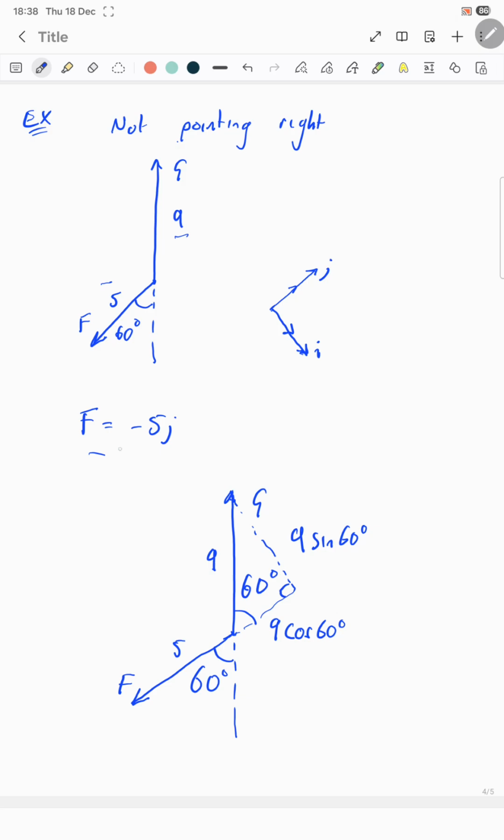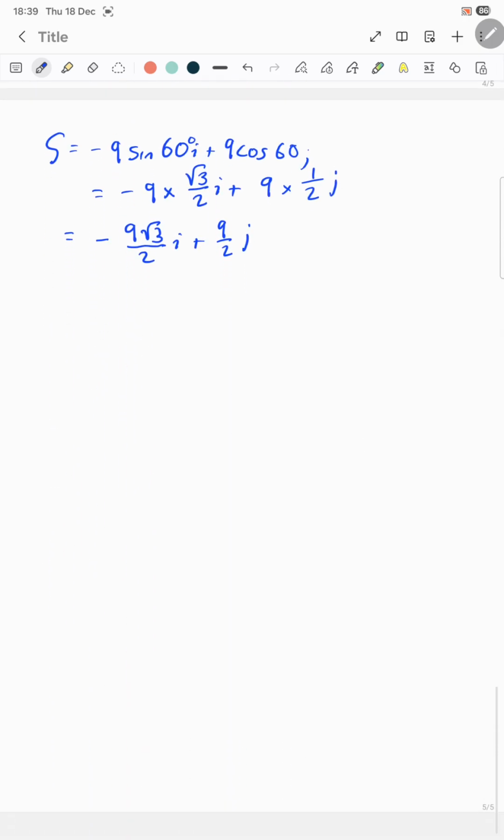So F equals negative 5J. So we can draw it here pictorially with these angles. 9 sine of 60, 9 cosine of 60, and our G is going down here at 60 degrees, and our magnitudes are here. So from this axis here, we're just drawing off these angles from this force diagram that we've shown here.